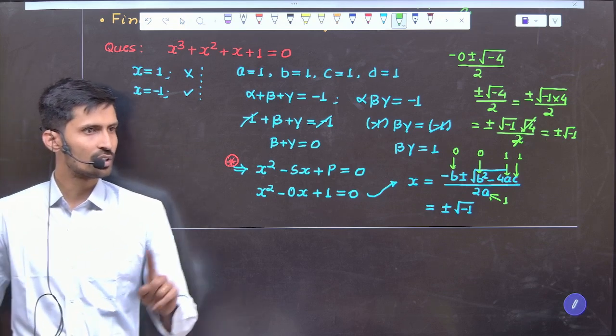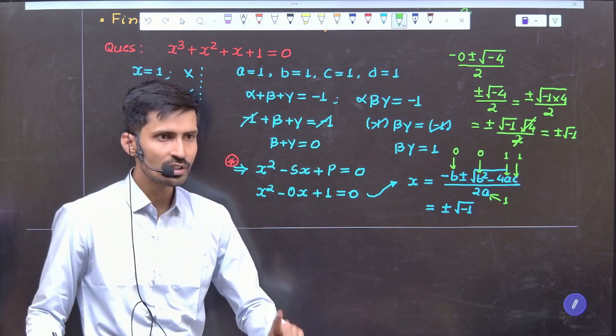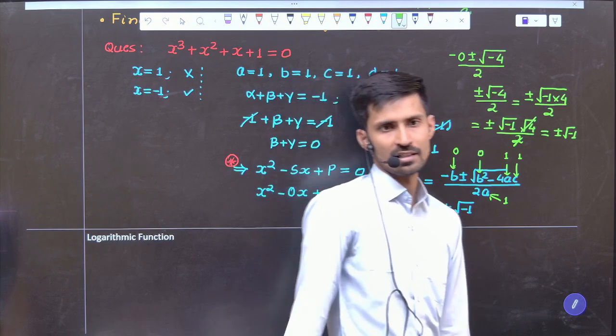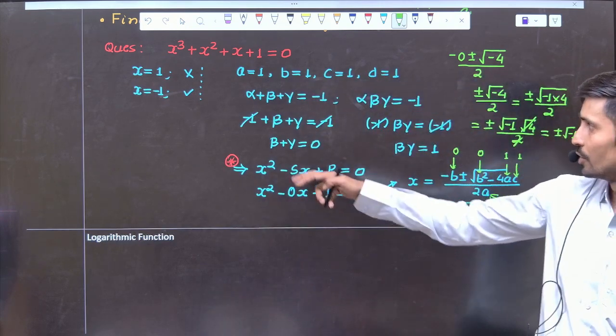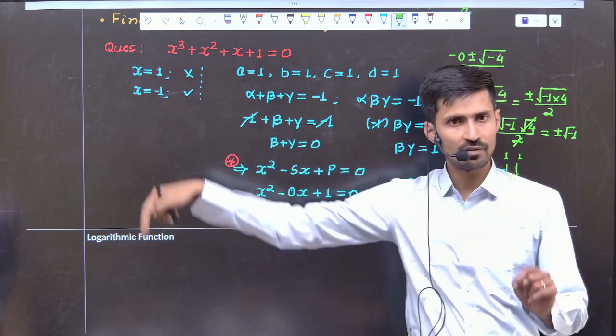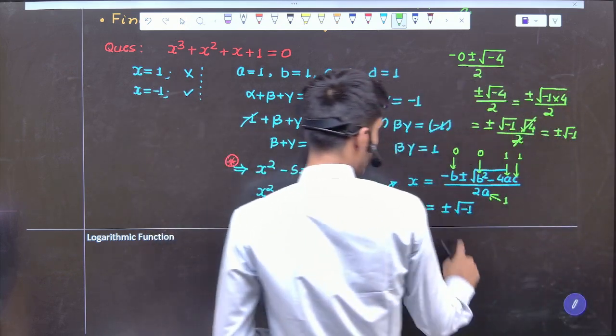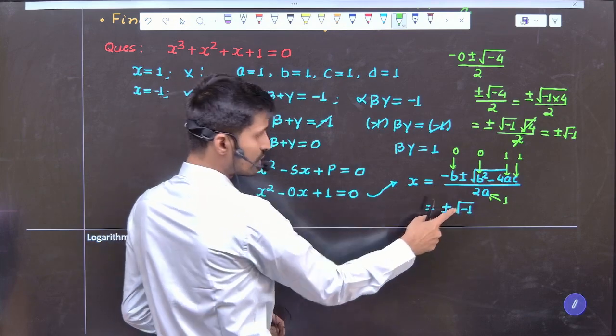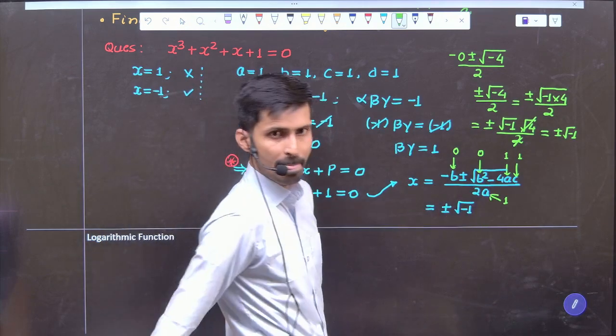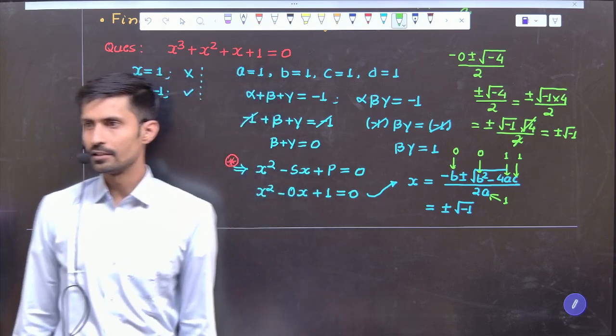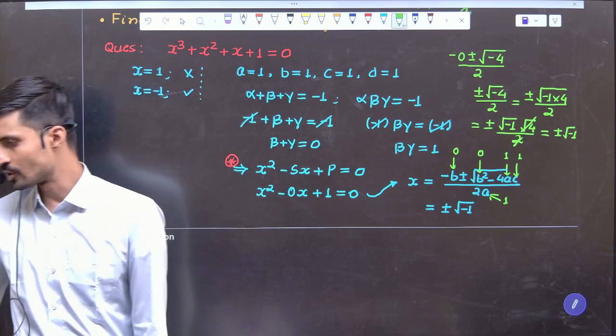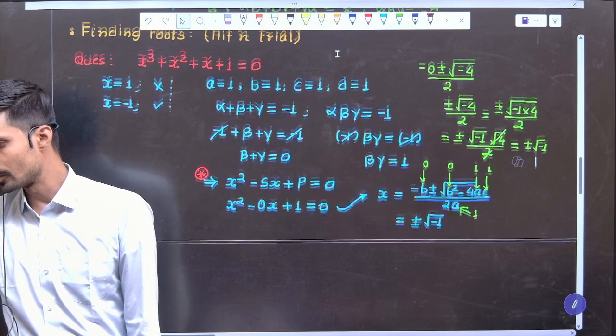So one root is root minus 1, the other root is minus root minus 1, and one root we have already calculated. Minus 1 is the first root, plus root minus 1 is the second root, the third root is minus root minus 1. These are the three roots of that quadratic, cubic, sorry. Tell me how many of you understood the whole thing?